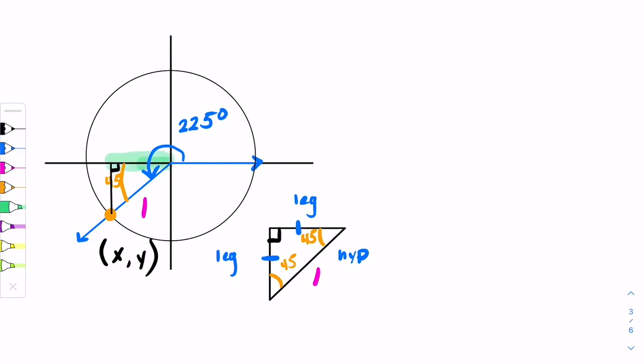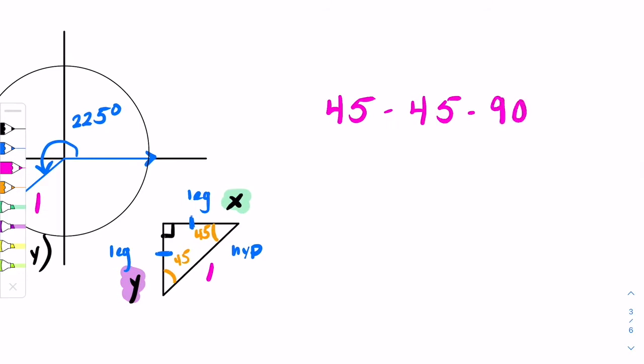I'm gonna, just for the sake of explaining, label this part of the triangle as x because it lies on the x-axis. And I'm gonna label this part of the triangle y because that represents the distance traveling down on the y-axis. And now I can use my 45, 45, 90 triangles to solve for the missing side lengths, which will allow me to solve for the missing values of x and y.